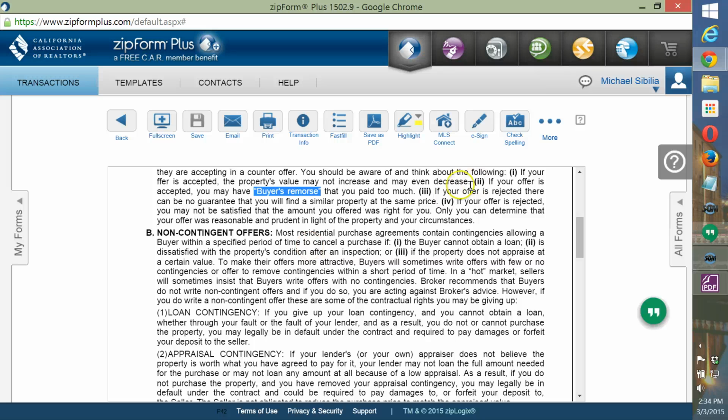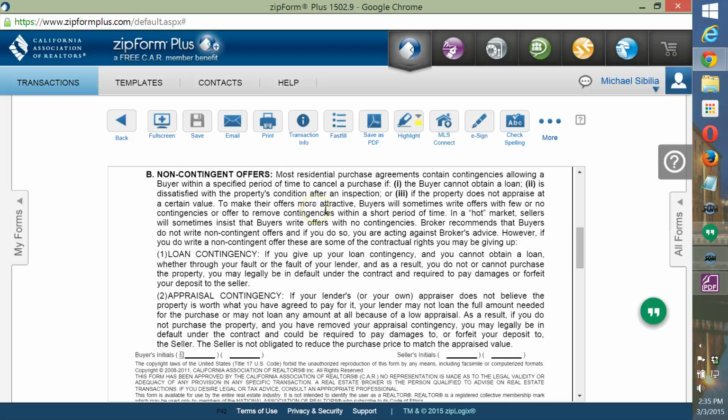Right, buyer's remorse. If your offer is rejected, there can be no guarantee that you'll find a similar property at the same price. That's the other shoe dropping. If your offer is rejected, you may not be satisfied that the amount you offered was right for you. Right? Only you can determine what you want to offer. So if you offer too high, you may be sad that you paid too much. If you offer too low, you're not going to get the house. Right? Short and sweet.